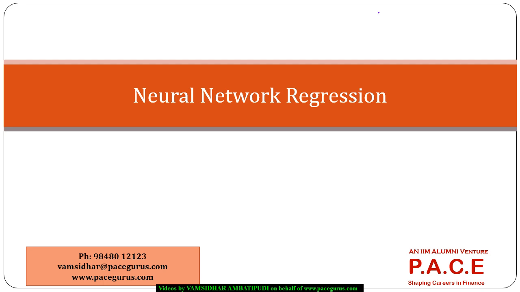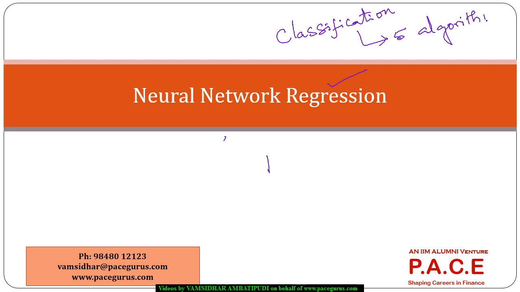Hello everyone. In this session, I'm going to look at how neural networks can be used for regression purpose. Now that we already know how we can use neural networks for classification of the data, where we have looked at 5 different algorithms, we will look at how we can use neural networks for regression, where the objective is prediction of a numerical variable.